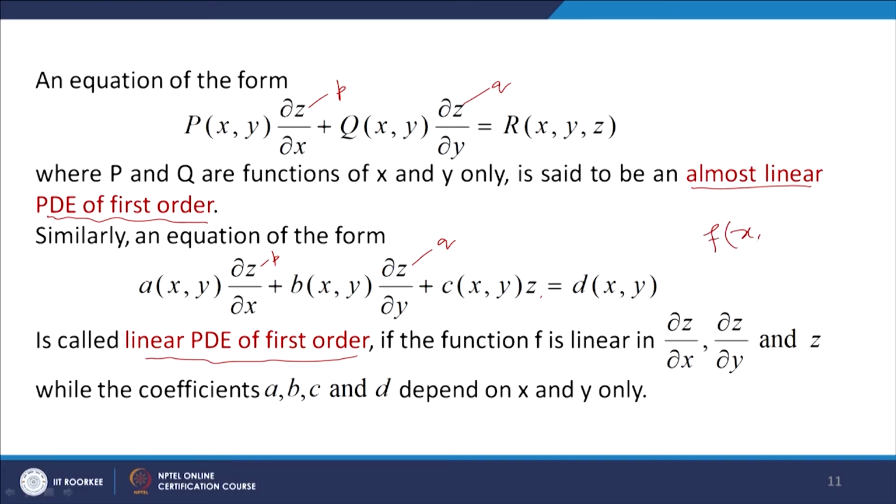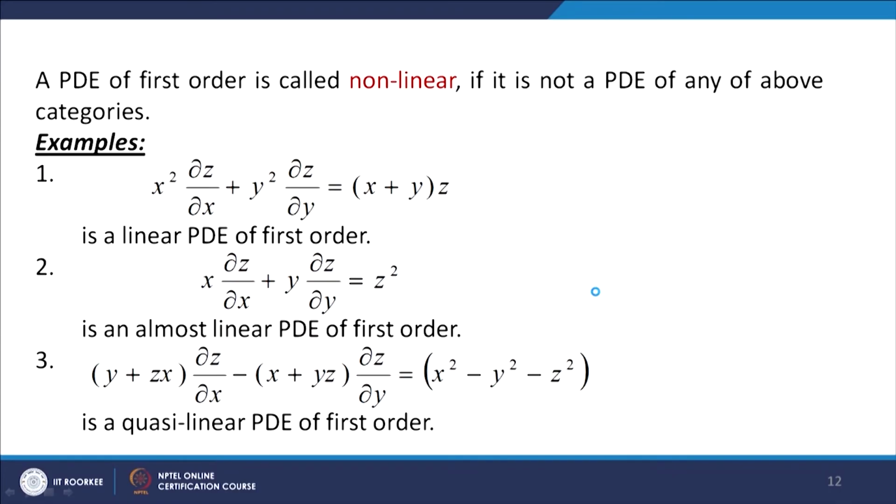So here the function f which occurs in f(x, y, z, p, q) equal to 0, if this function f is linear in p, q and z, while the coefficients a, b, c, d depend on x and y only, then we shall call it a linear PDE of first order. A PDE of first order is called non-linear if it is not a PDE of any of the above types.